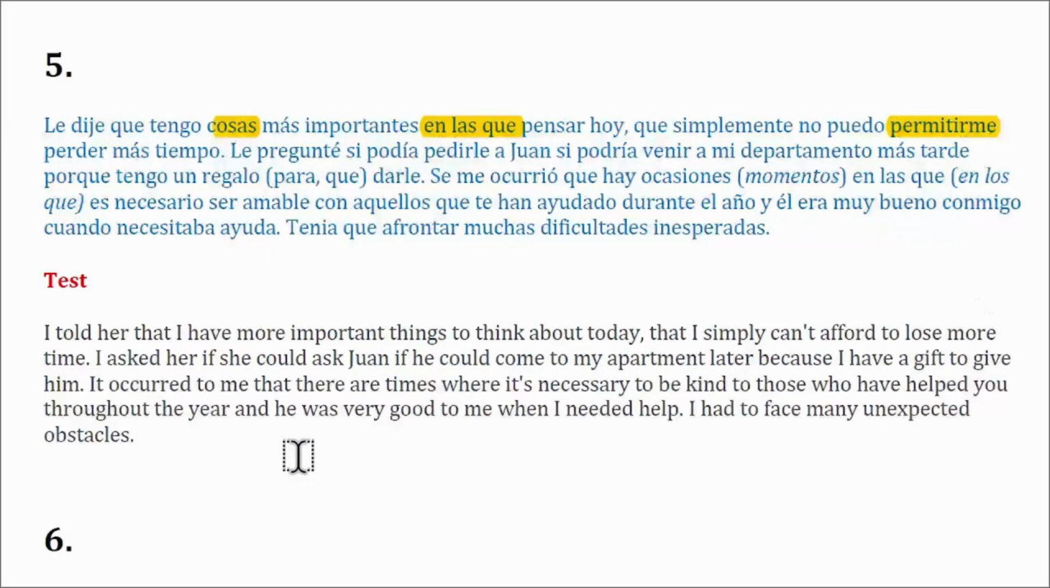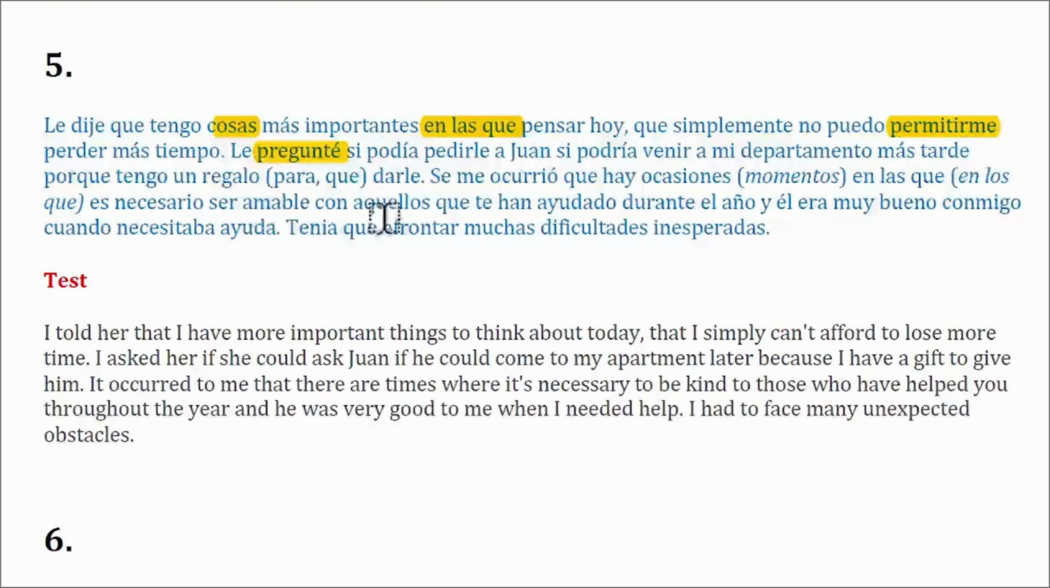Next up, we have a sentence which is quite complex in its structure. It says, le pregunté si podía pedirle a Juan. Okay, so there's a lot in this little phrase here. First of all, "to her I asked," le pregunté. Now, because we went with pregunté, we have to continue in the past for "could." So we have pregunté and podía, rather than podría. That's what you might be tempted to say.